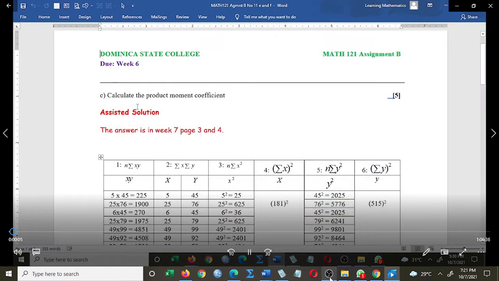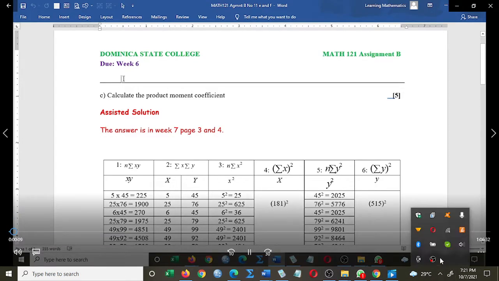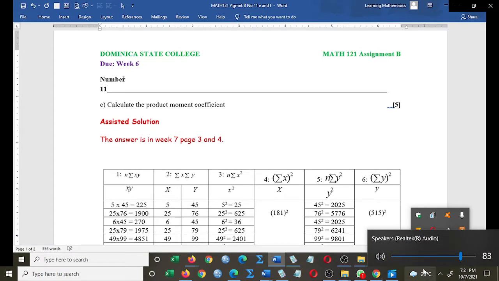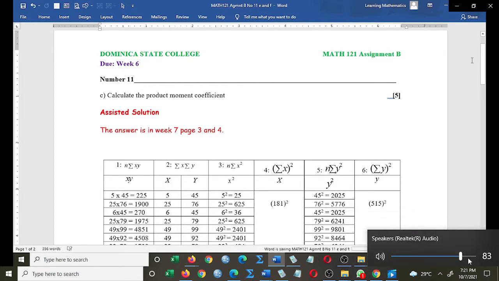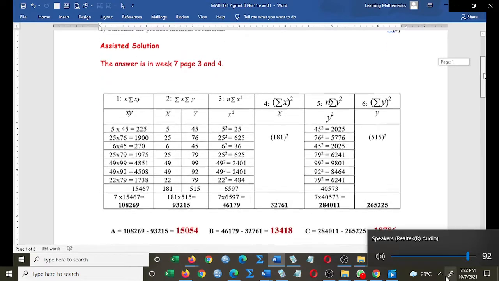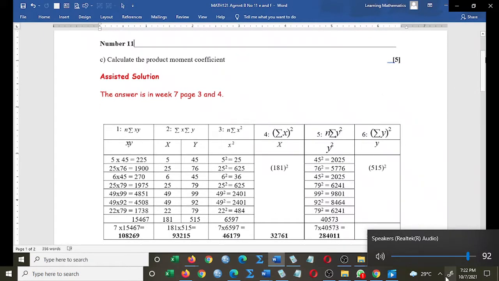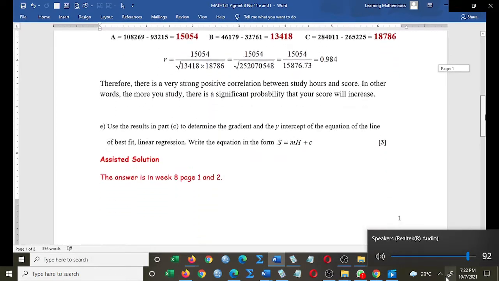So this is assignment B number 11, part C. As you can see, I sent the video clip with regards. I sent it via PDF, but you can click on the link to get it in the group chat, in the YouTube, on how to calculate correlation using product moment. So here's all of the calculations. That's the example.